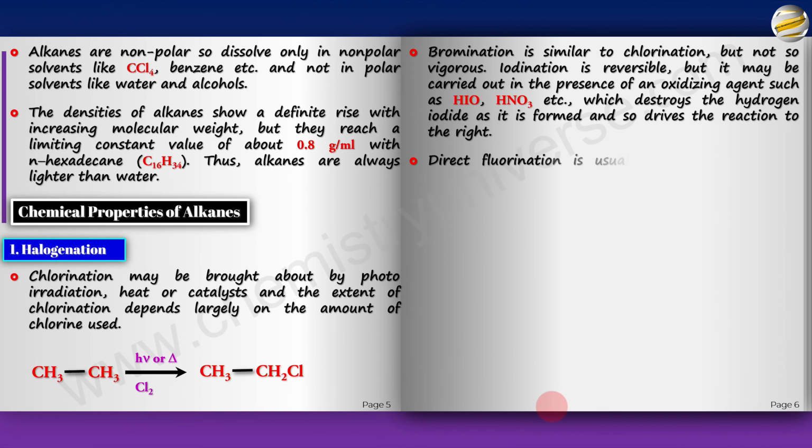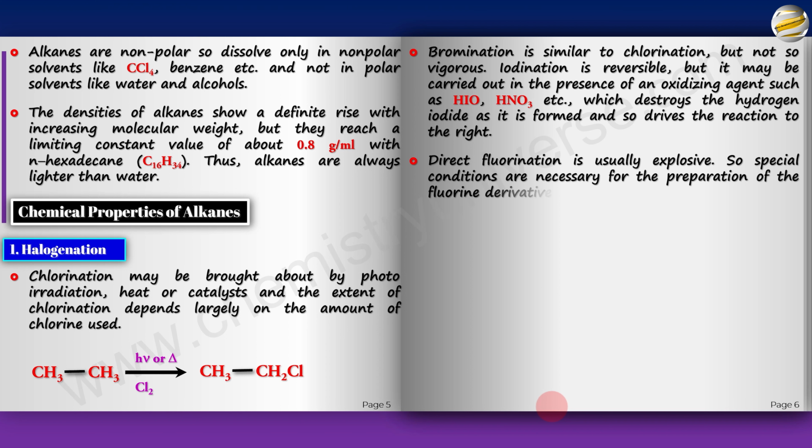And direct fluorination is usually explosive, so special conditions are necessary for the preparation of the fluorine derivatives of the alkanes. Let's look at the mechanism. The basic mechanism we've already done. We've done the chain initiation step.